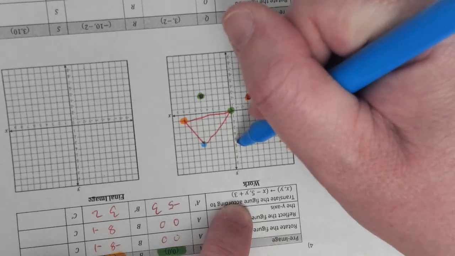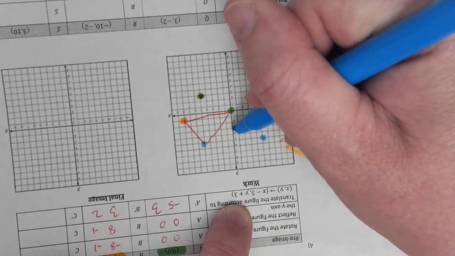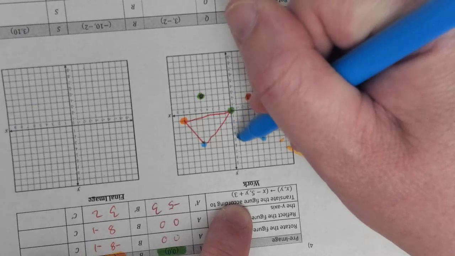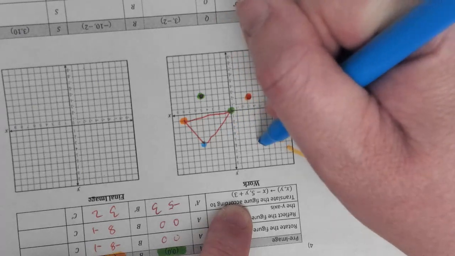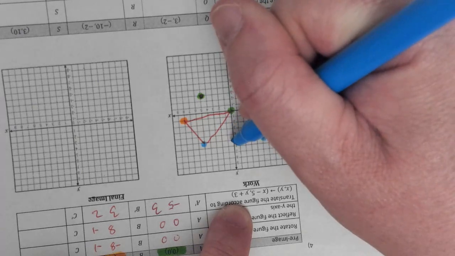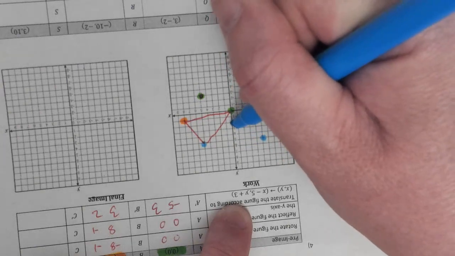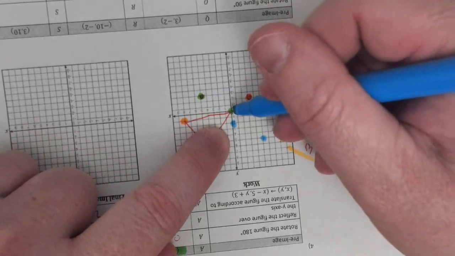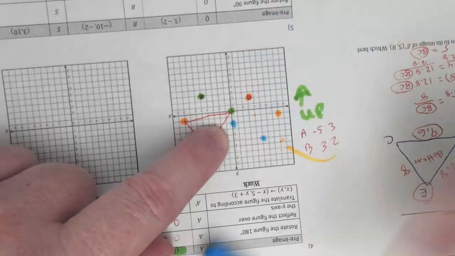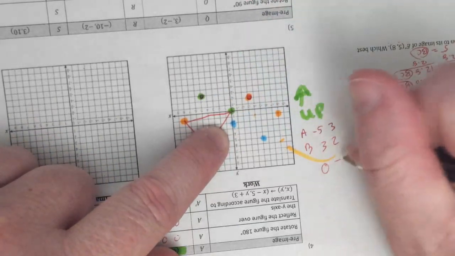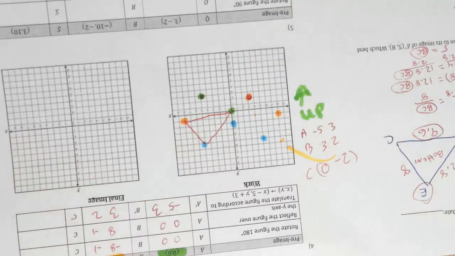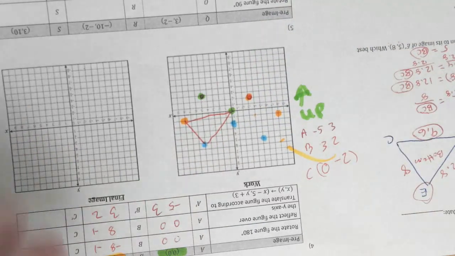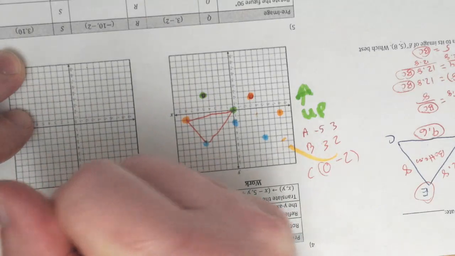1, 2, 3, 4, 5. +3. 1, 2. I blinked. -5, +3. 1, 2, 3. There we go. Okay, where did I land? I went 0, and I'm on the y-axis, so it's 0, -2. And that's where my C was. All right, awesome. All right, so 0, -2.